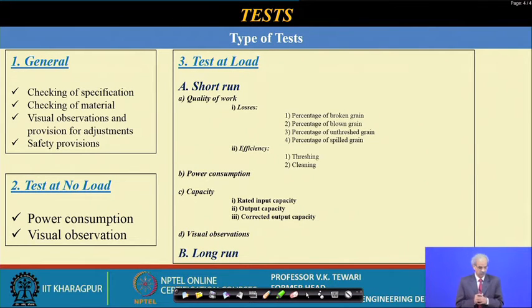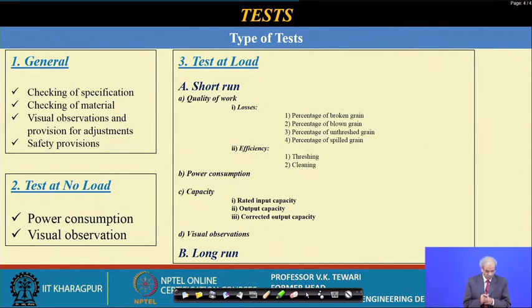What general specifications? General specifications are the type of thresher, name of the thresher, make of the thresher, size, etc. Then visual observations and provisions for adjustment, safety provisions, we need to look into that. Then test at no load. Well, it is essential when we are not threshing something, at that time we may like to test this.